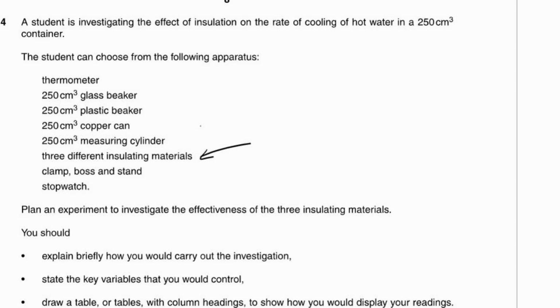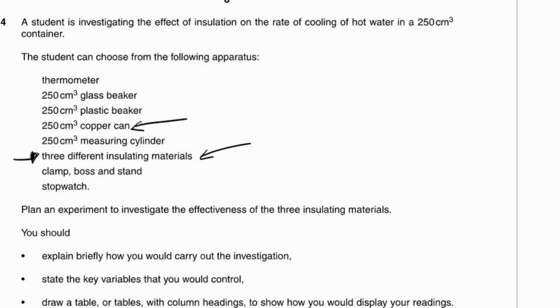We've been given a variety of different containers: glass beaker, plastic beaker, copper can. I'm going to use the copper can, but I'm only going to use one. I'm not going to use a plastic beaker and a glass beaker as well, because I have to control something. The thing that should be changing, in fact, the only thing that should really be changing when I'm repeating the experiments, is the insulating materials. I'd want one as a control with no insulating materials, and then try each of the 3 insulating materials separately.